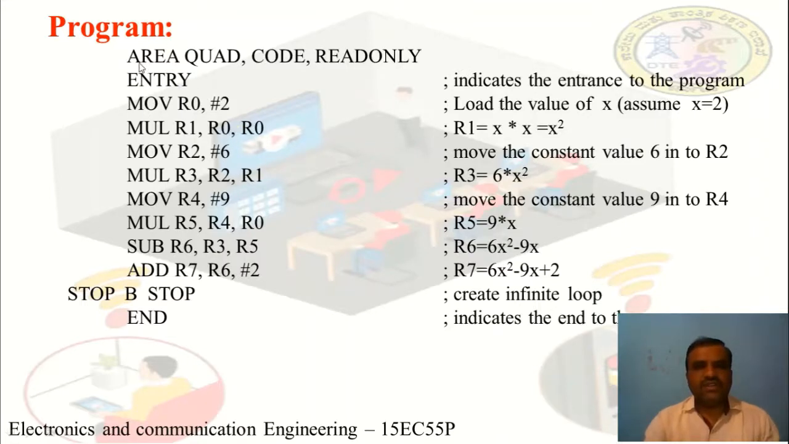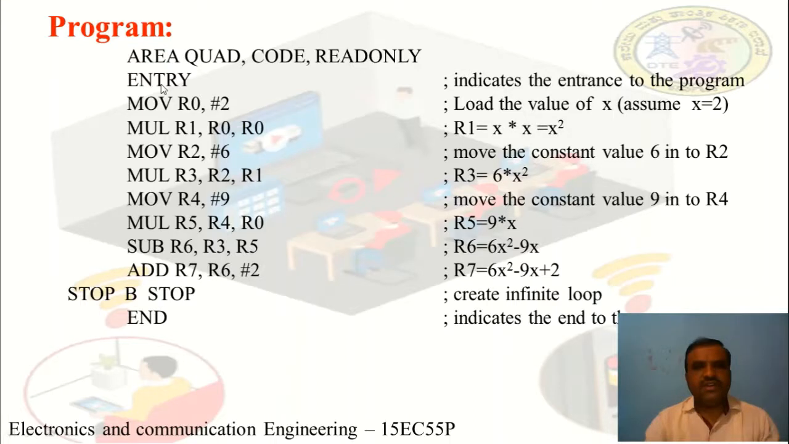So first you have to write area assembler directive, then name of the program. I have told you the name of the program, I have taken it as quad. Then it is a code, you have to write the code assembler directive, it is read only. After defining the code section, you have to write the entry assembler directive. It indicates the entrance to the program.